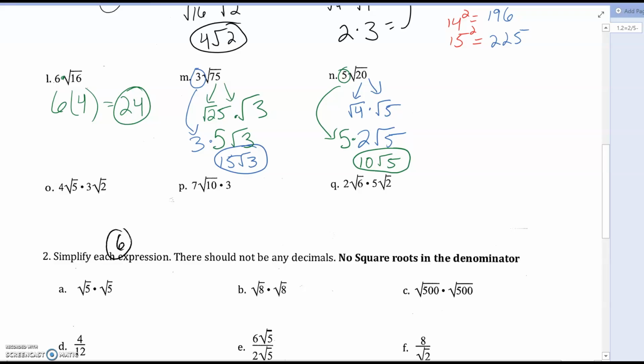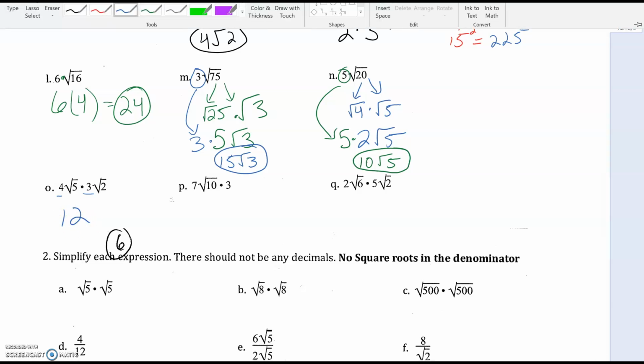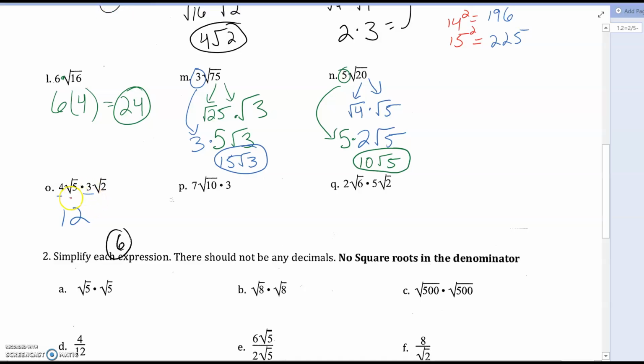All right. So here, 5 I can't really simplify down. Okay, neither with 2, but I can multiply these outside numbers. So 4 times 3, since they're both on the outside, could give me a 12. And then 5 times square root of 2 could give me the square root of 10. And that's it, because I cannot simplify the square root of 10 at all. All right, and then from here, the outside, this would be 21 square root of 10.